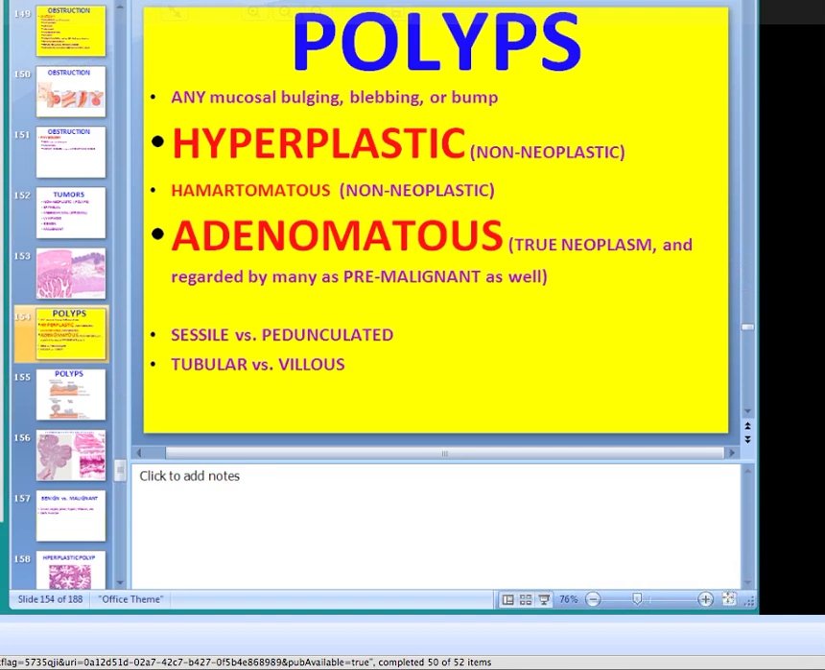The most common benign type of tumor is called a polyp. But I want to be a little more specific here, because many polyps are not what you call true clonal neoplastic proliferations. Anything that causes a bulging or a blebbing of the mucosa, even if it's a submucosal lipoma, even if it's localized edema. Remember, we saw that in the inflammatory bowel diseases with ulcerative colitis.